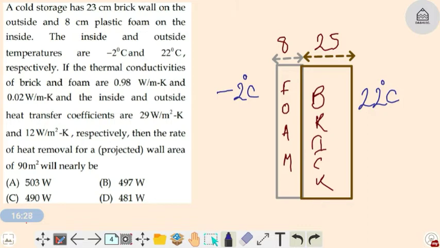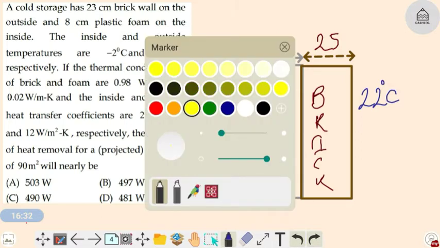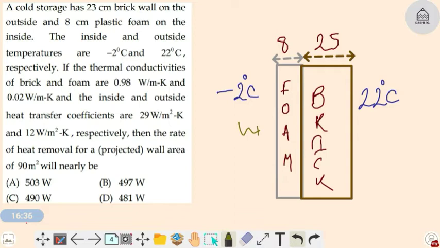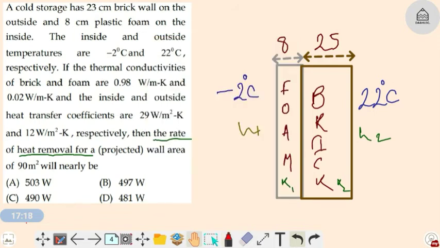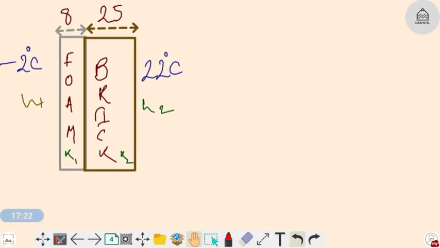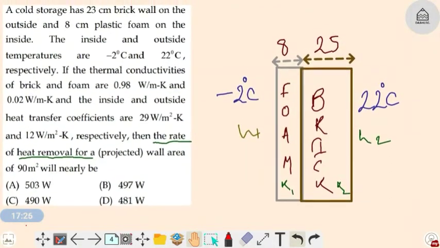So here some H value is given, H1 let's suppose, and here some other value is given, let's suppose H2, and this is K1 and K2. What we need to find out is the rate of heat removal. For these types of questions I have told you a thousand times, first draw the network diagram. Now let's do the network diagram for this. Let me do it on the next page.